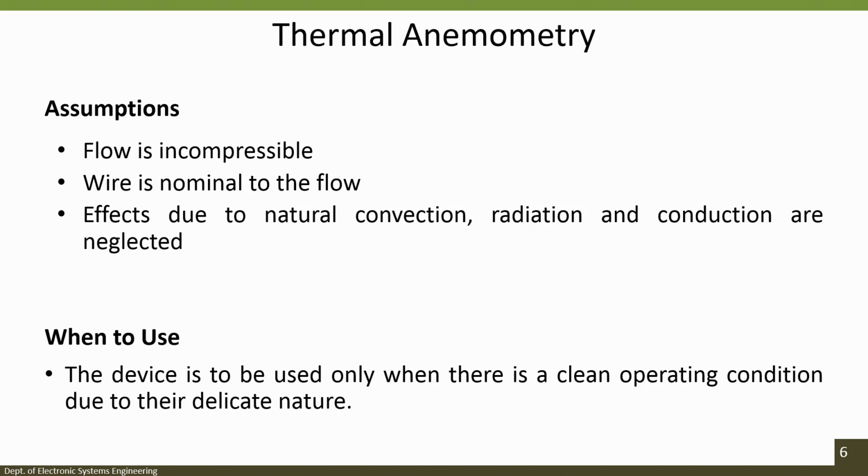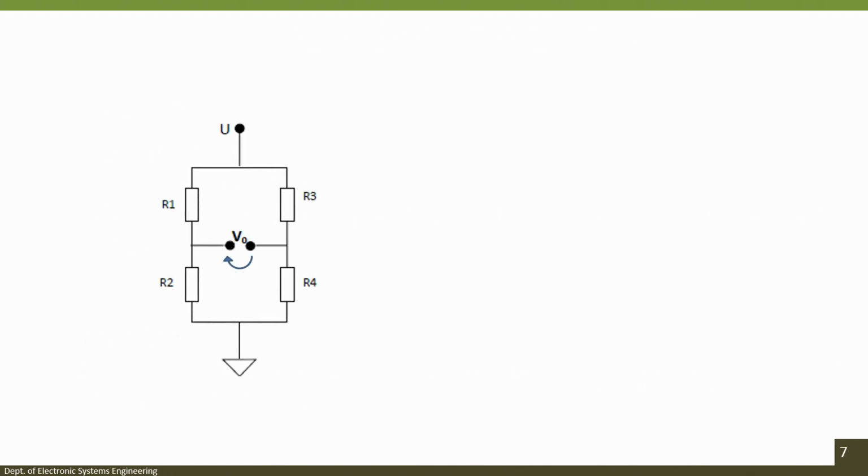And when we are talking about thermal anemometry, we have a few assumptions and we should know when we can use it. The first assumption is that the flow is incompressible, the second assumption is that the wire is nominal to the flow, and the third is that effects due to natural convection, radiation and conduction are neglected. These three assumptions are very important when we talk about thermal anemometry. The device is to be used only when there is a clean operating condition due to its delicate nature, right. So, these are some of the assumptions.